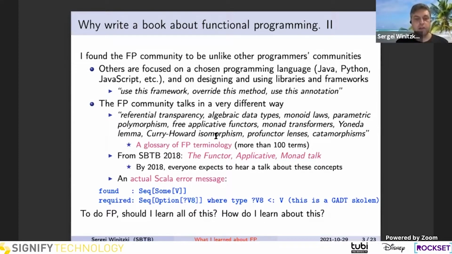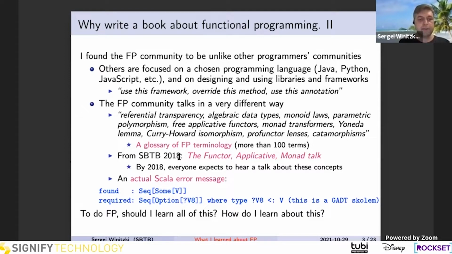John De Goes made a glossary, I'm showing the link here, of functional programming terminology with more than 100 terms of this kind. And this is not just some graduate students showing off. These are programmers. They're using these things for programming.